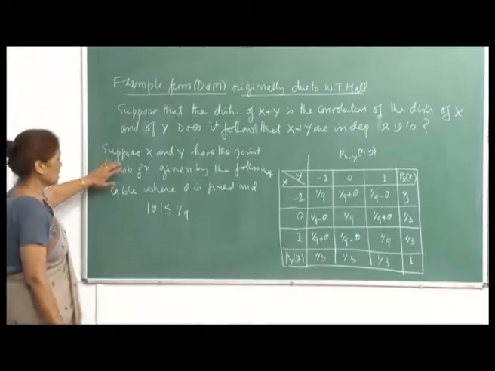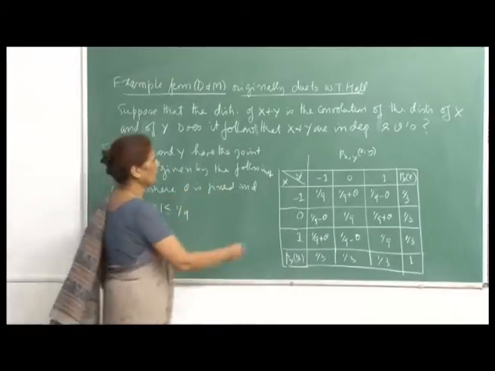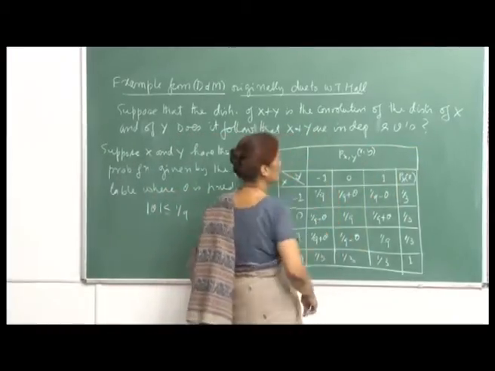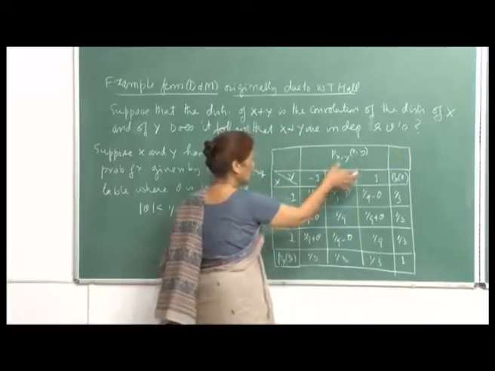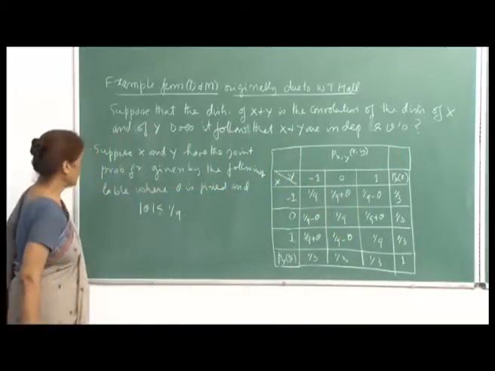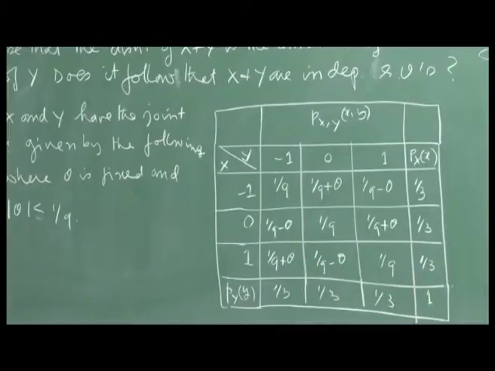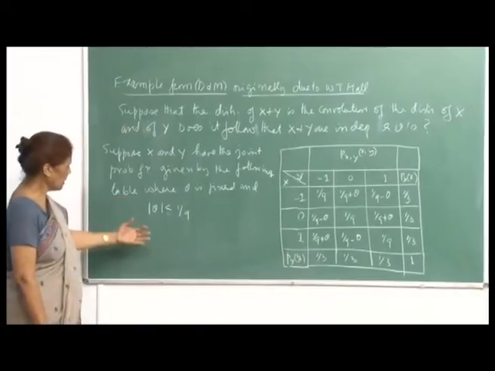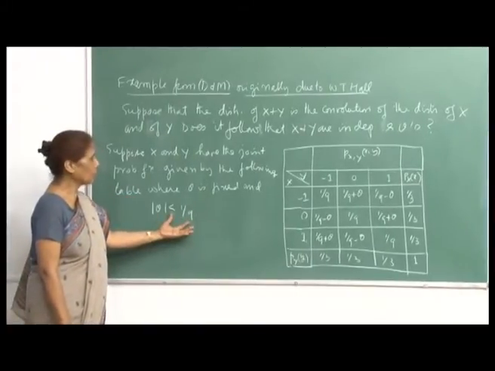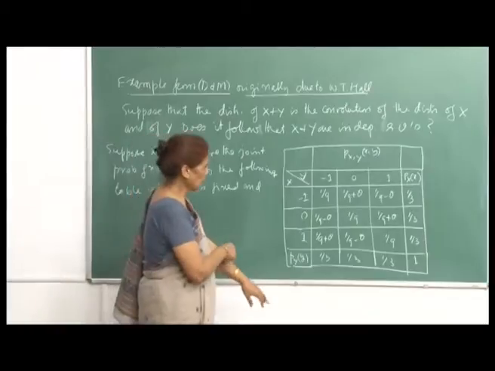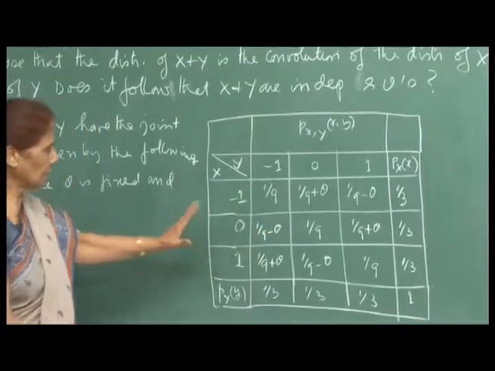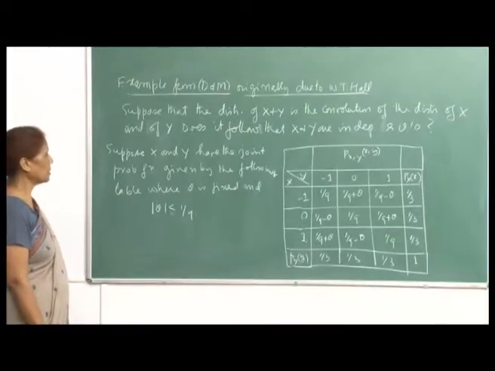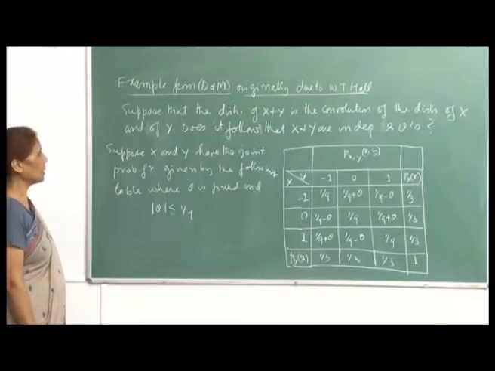The table here gives you the joint probability mass function of x and y, and theta is a fixed number, but its absolute value is less than 1 by 9, because otherwise the entries here will become negative. So, we want this to be a valid table for the joint probability mass function of x and y.